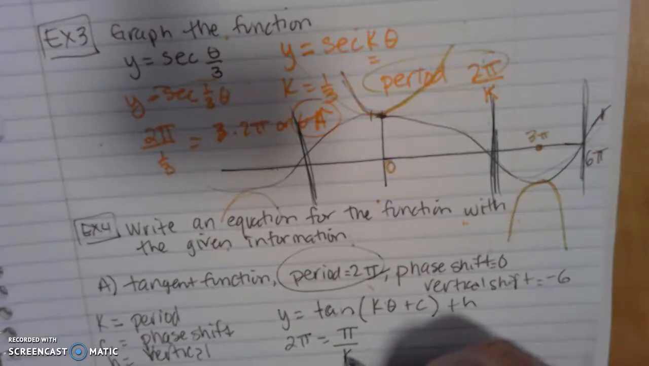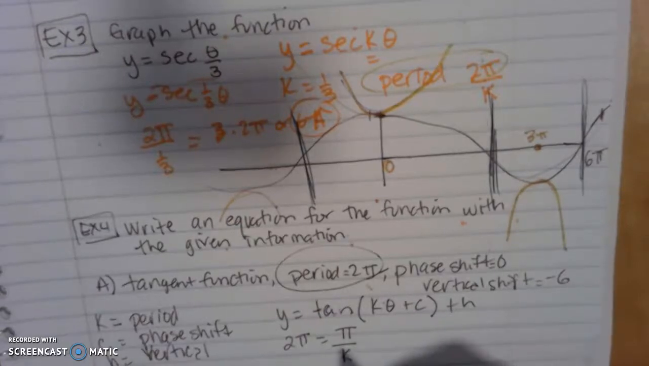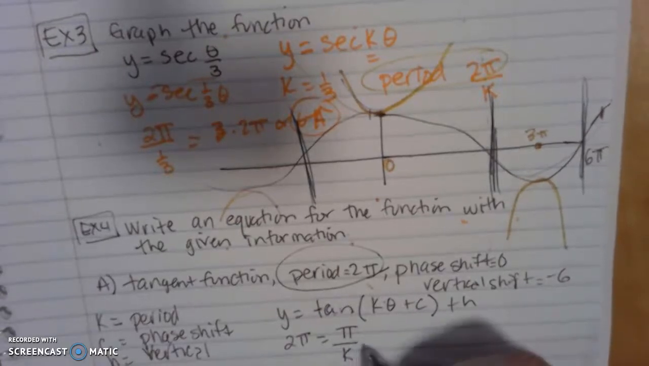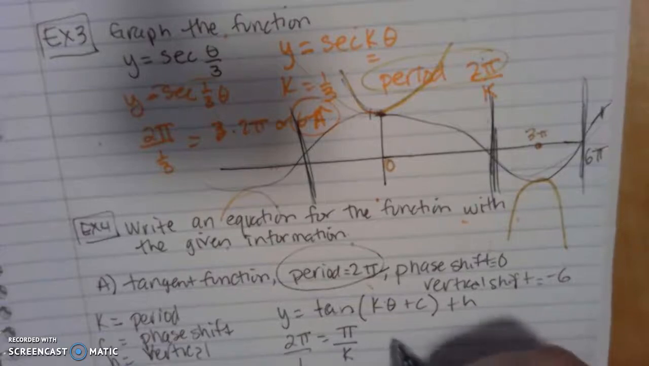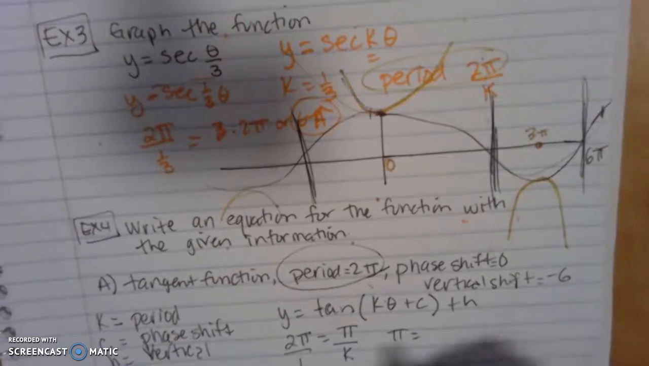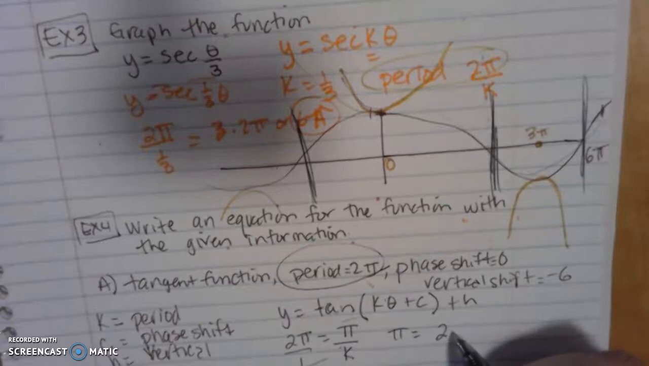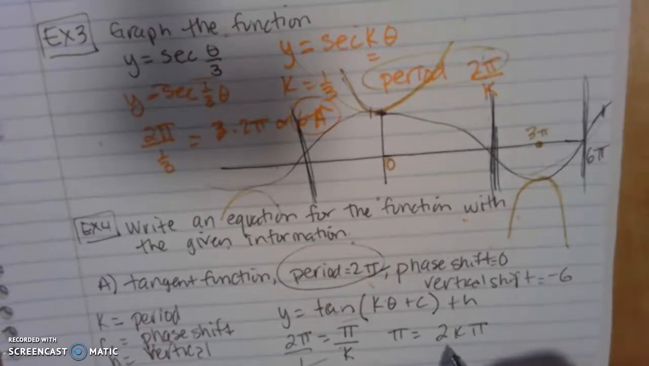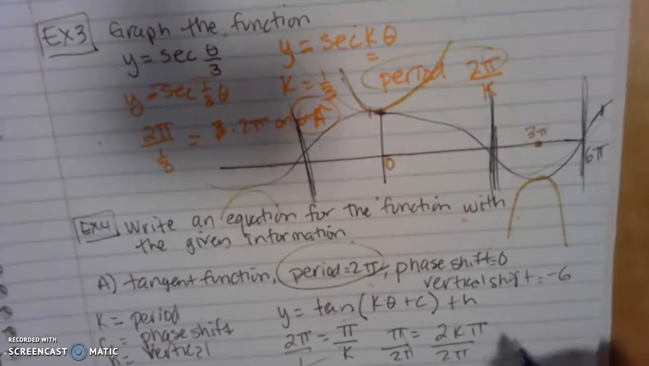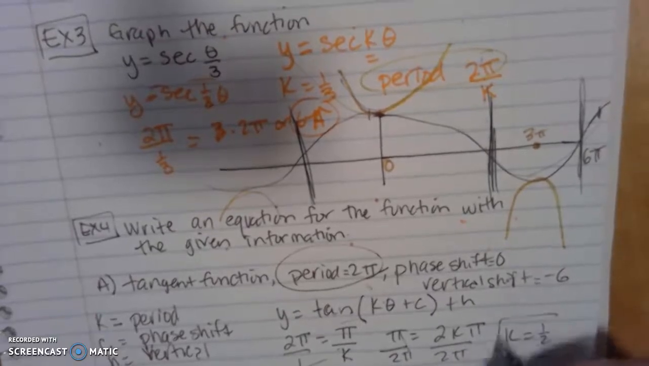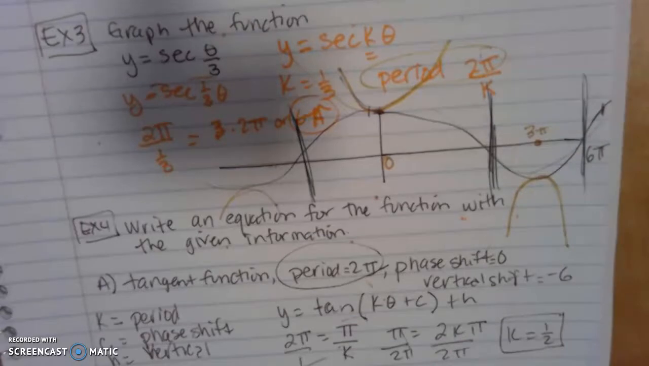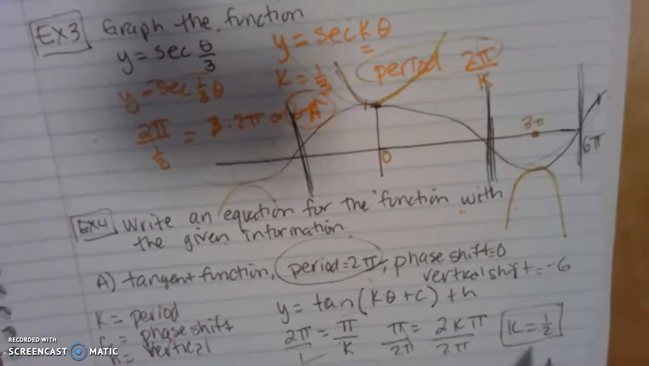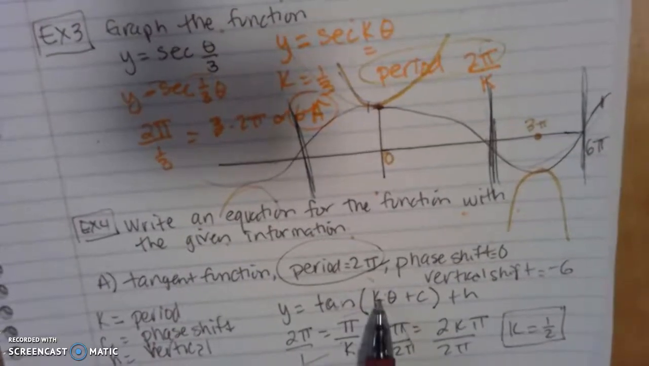So I could do cross products, I'll do this. Doing cross products, pi equals 2k pi. And then I'm going to divide both sides by 2 pi, and we get k equals 1/2. Okay, that is my period factor, 1/2. So this is going to go 1/2 in here.